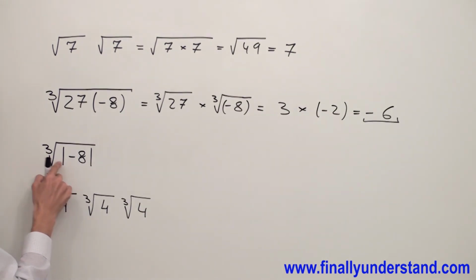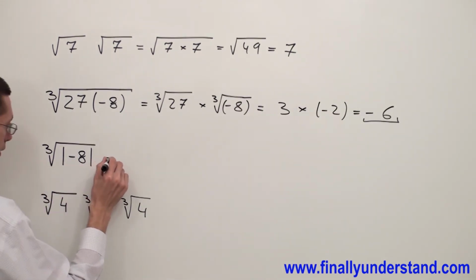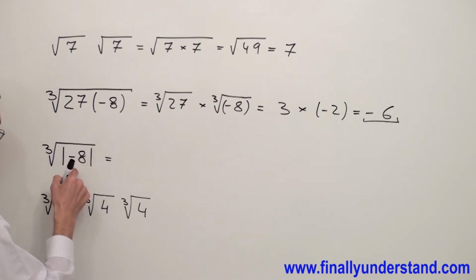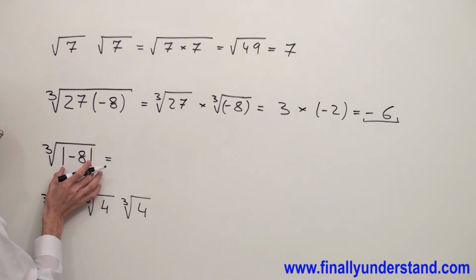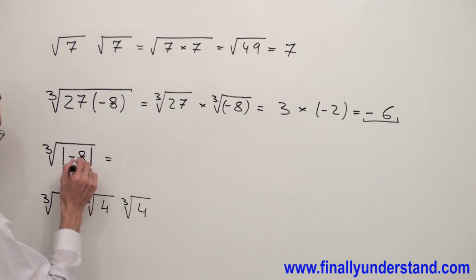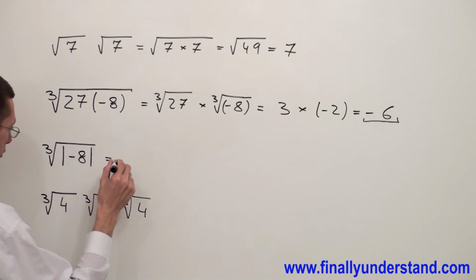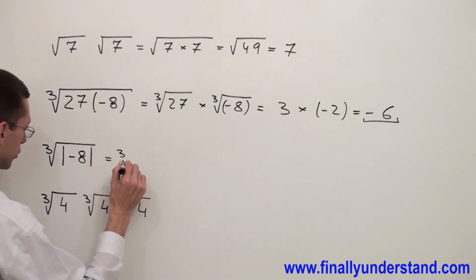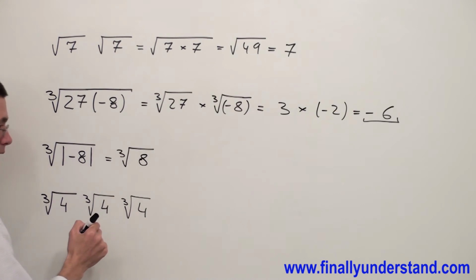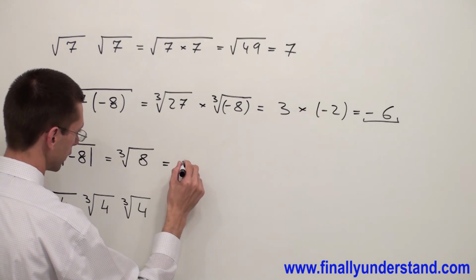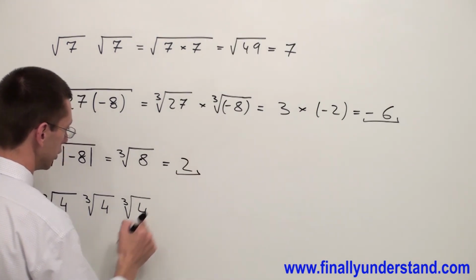Next one, I have cube root of negative 8. Okay, first you have to realize that negative 8 is in absolute value bars. Okay, these two bars represent absolute value. Absolute value of negative 8 is always 8. Okay, absolute value of a negative number is always going to give me a positive value. So I'm going to have cube root of 8. So cube root of 8 is equal to 2. This is the solution to my problem.